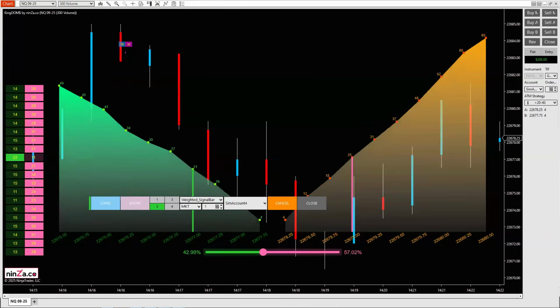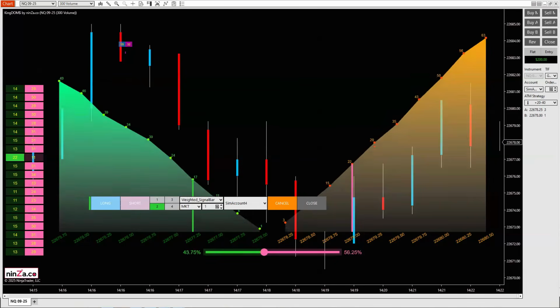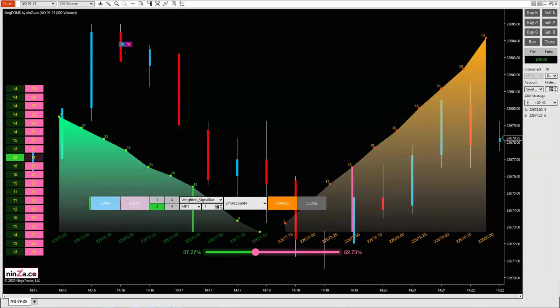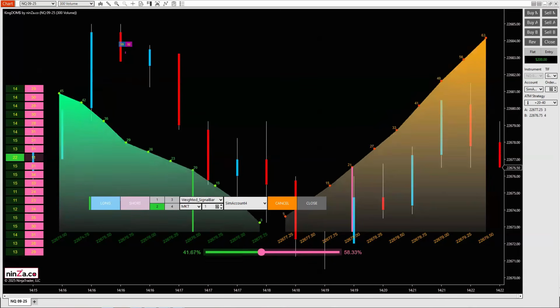Okay, let's see. Let me just go back. What did supply and demand? Yes, it would work with the Ninza absolutely. Yes, they both would. Supply and demand and KingDOM would both work with any bar type, really, as far as I know.